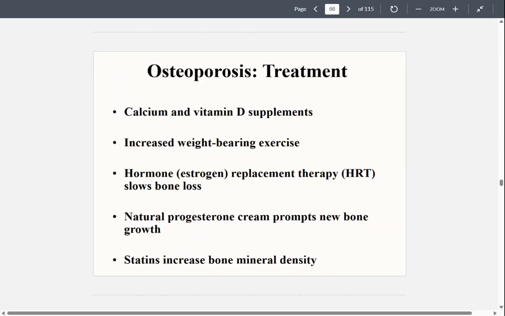Natural progesterone creams have been shown to help promote new bone growth, and they're actually playing with statins. Statins seem to increase bone mineral density as well. However, statin medications have their own risk and side effects that come along with them.